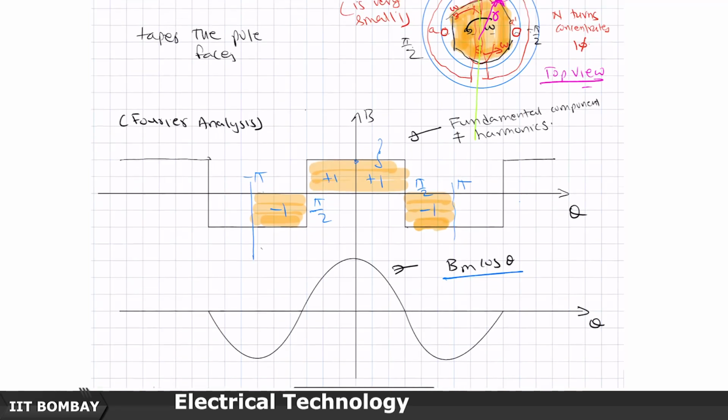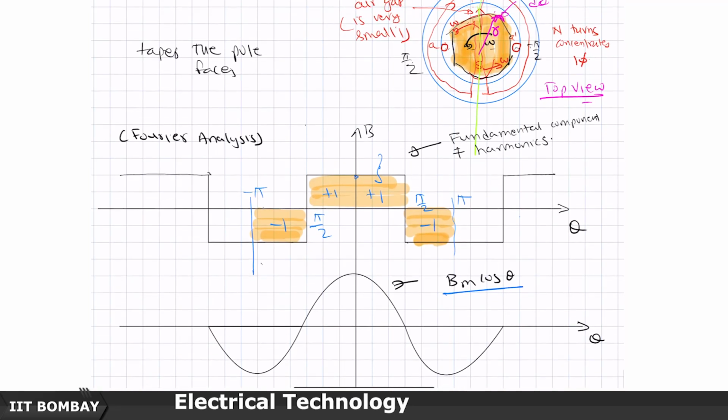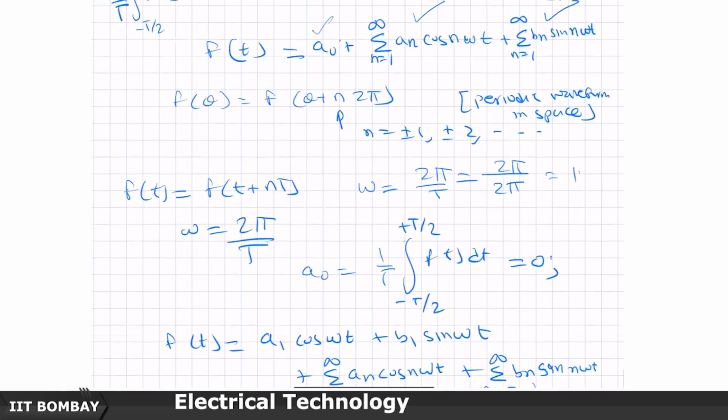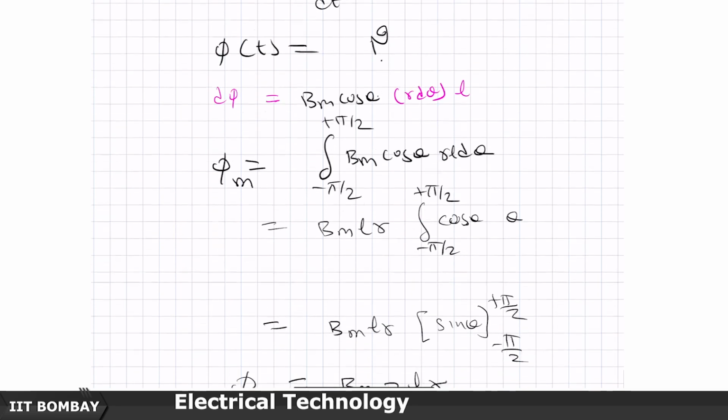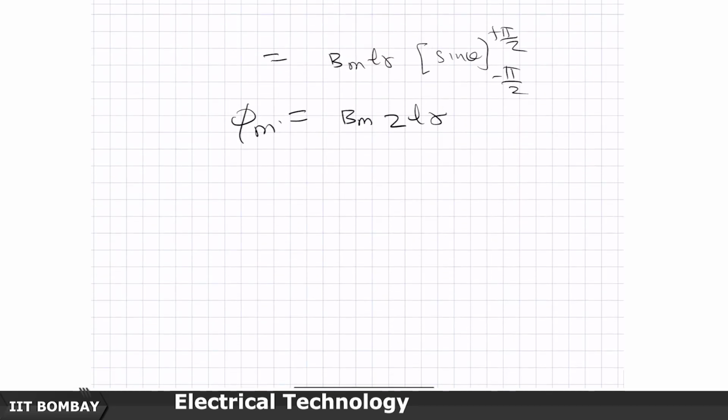This I will call the maximum flux which is enclosed by these turns. Where are these turns? The turns are on the stator, and where is my magnet? The magnet is on my rotor. Now the magnet is rotating.